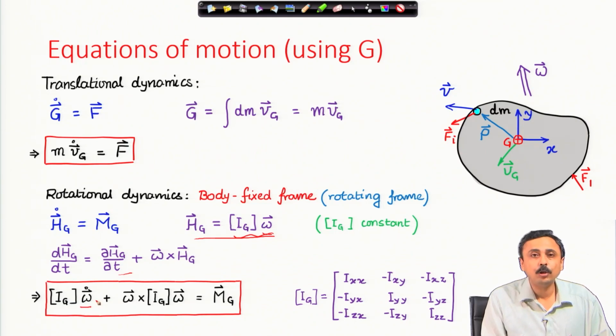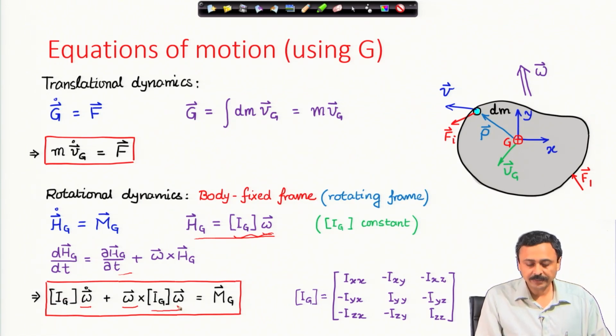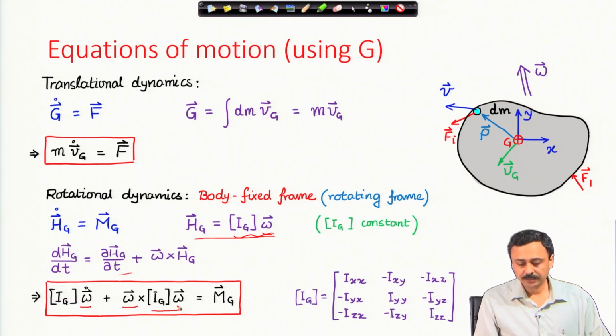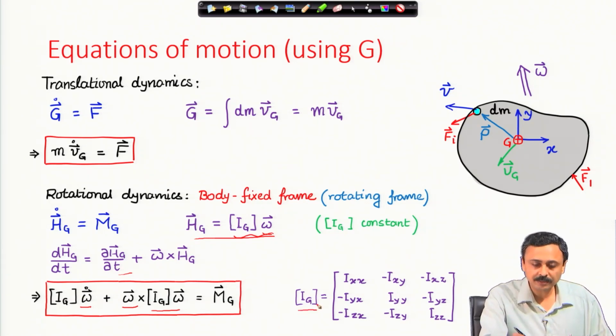This is the local time derivative. Then comes the frame derivative, and that is omega of the frame, which is the same as omega of the body, cross angular momentum I g omega, and that must be equal to the net moment about the center of mass, and I g has been expressed again, written out here again.